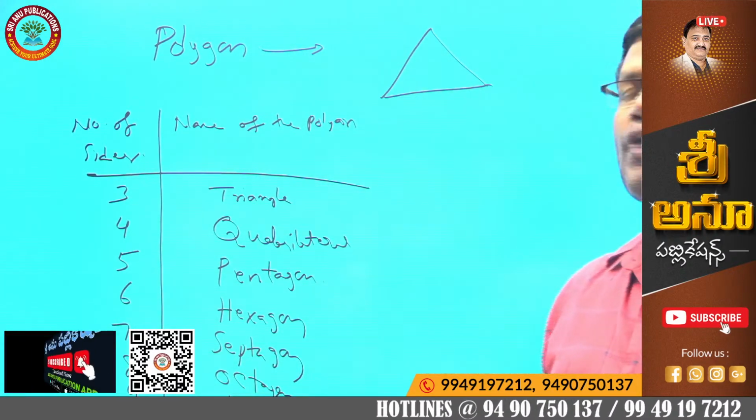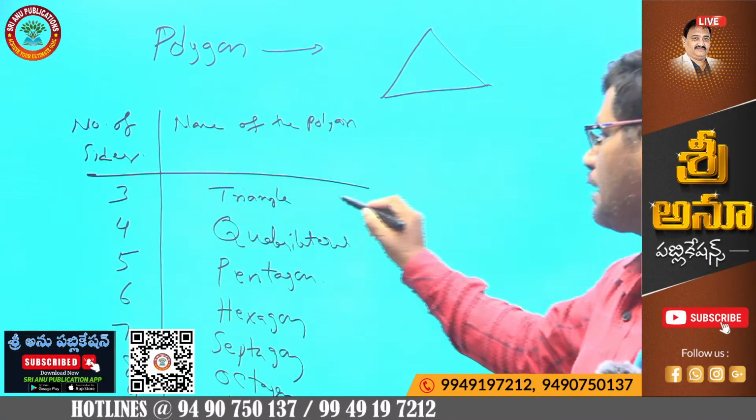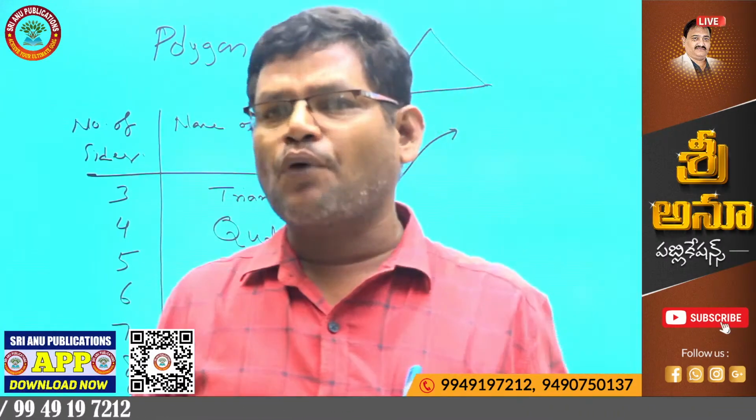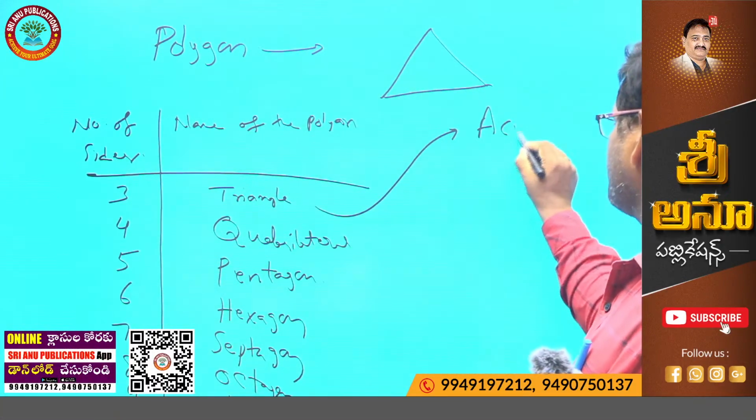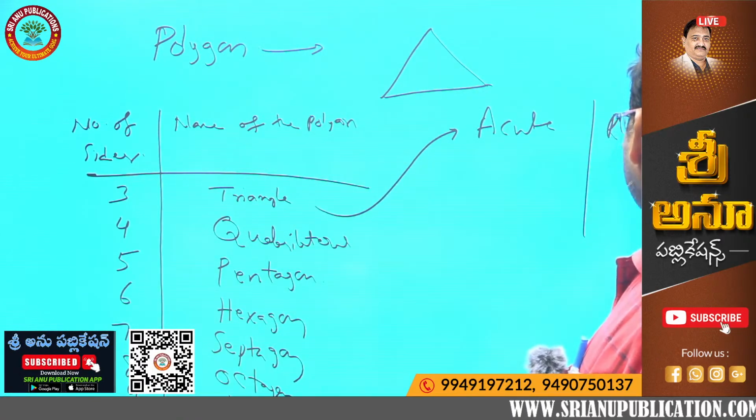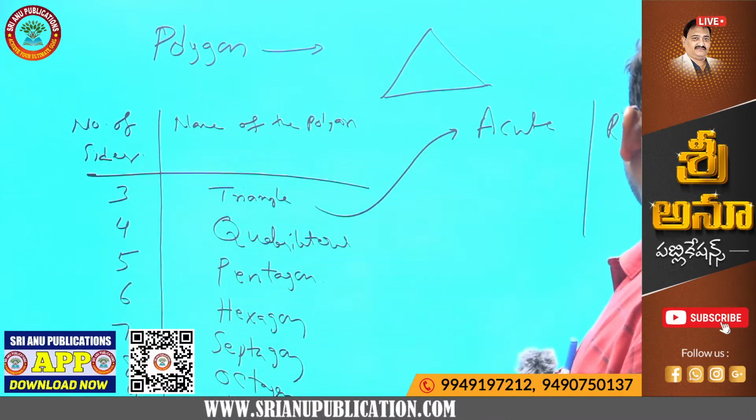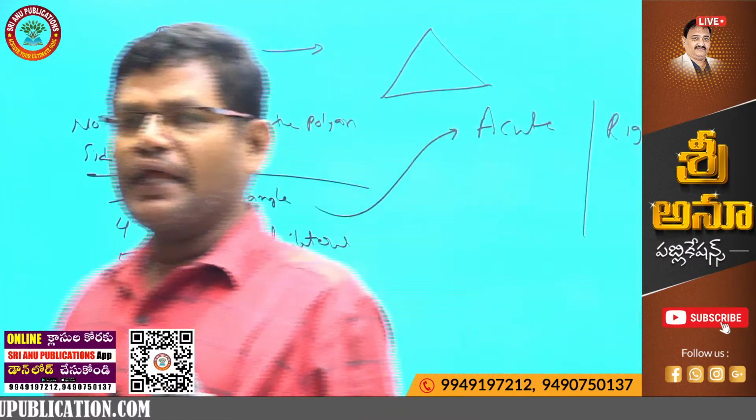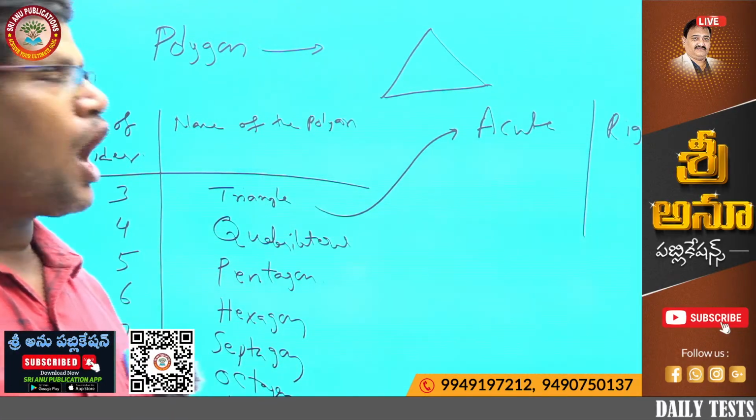Now we will discuss the types of triangles based on the angles. What are the types of triangles? One is the acute angle triangle, another is the right angle triangle, and the third is the obtuse angle triangle.